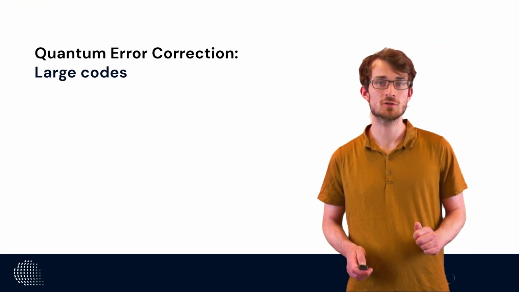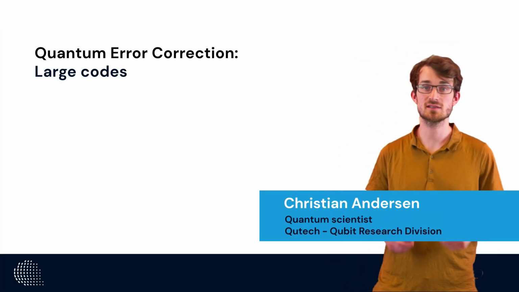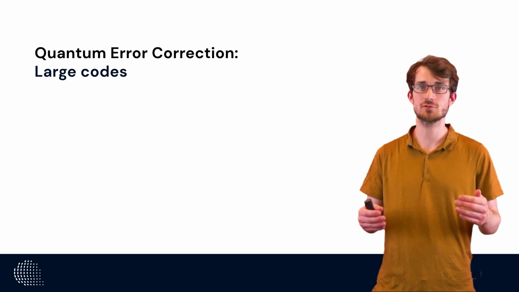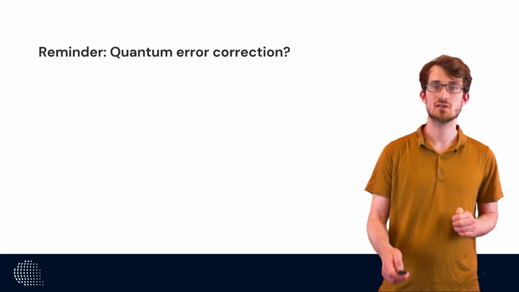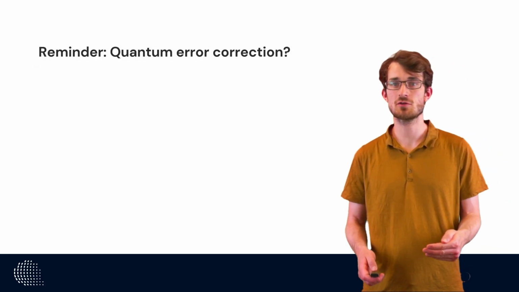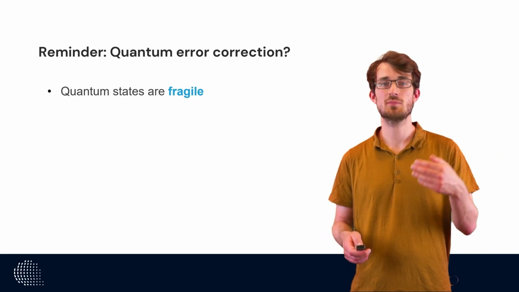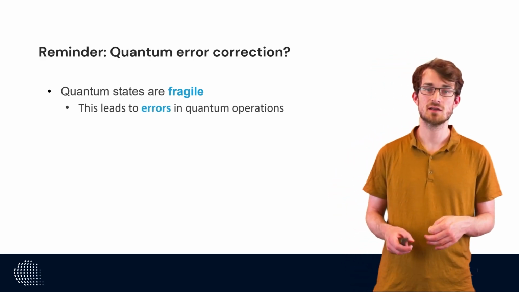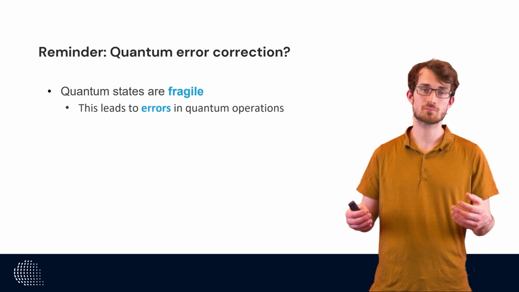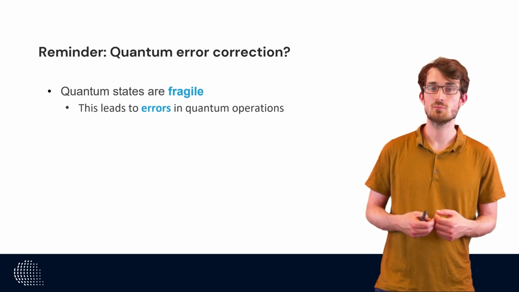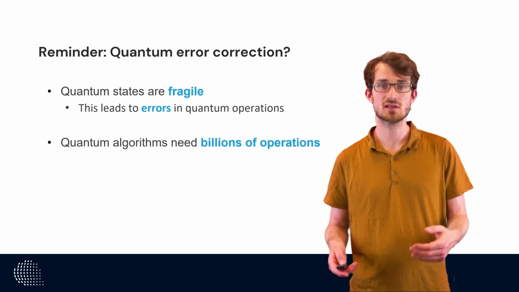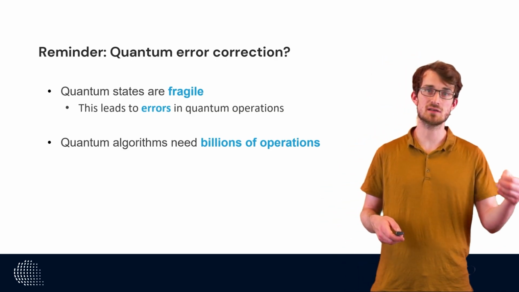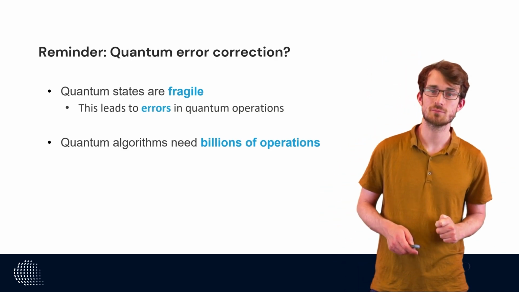Welcome to this module on quantum error correction. In this video, we'll talk about how larger error correction codes can help you correct more errors. As a reminder, we talk about quantum error correction because quantum states are inherently fragile, which means that small disturbances to the qubits may lead to errors in the quantum operations, and we need somehow to make a billion operations to implement the quantum algorithms that we care about.